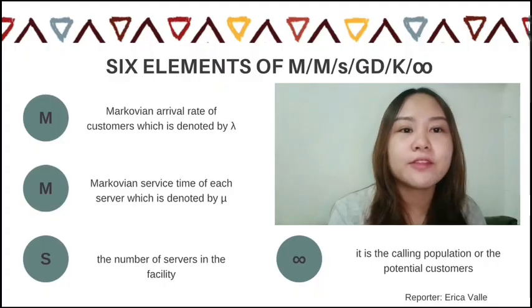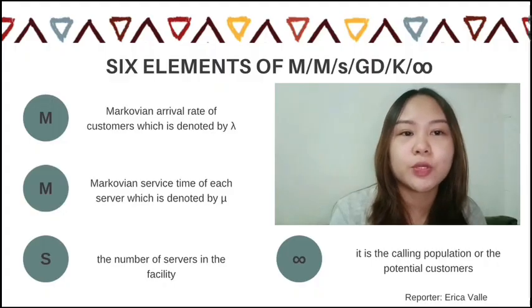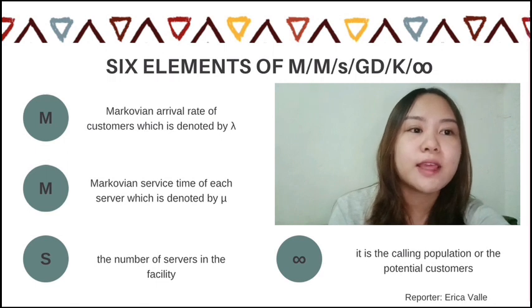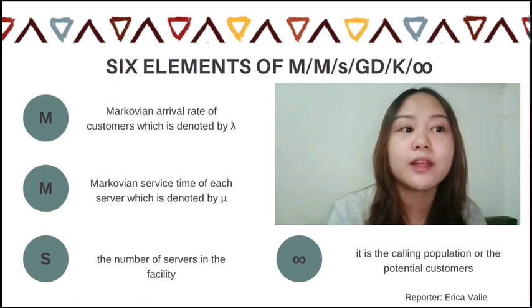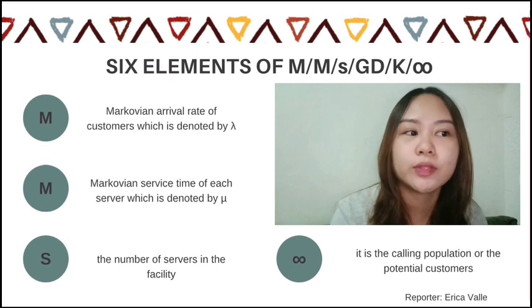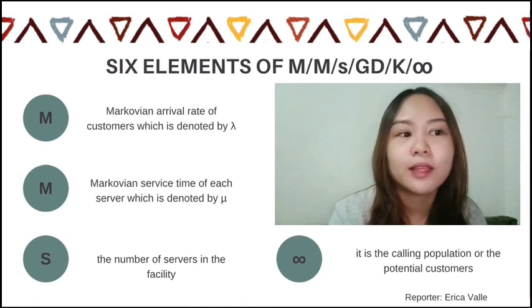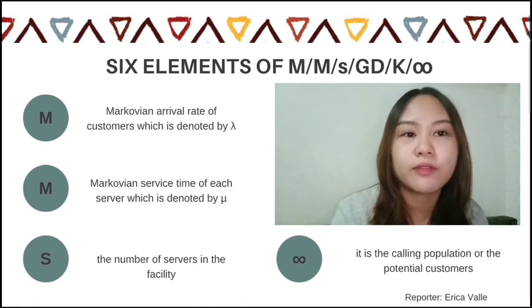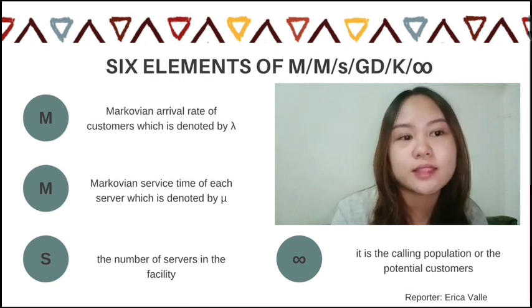So before tayo mag-proceed sa problem, let's tackle first the 6 elements of this queuing model. The first M is the Markovian arrival rate of customers, which is denoted by lambda. The second M is the Markovian service time of each server, which is denoted by mu. Then S is the number of servers in the facility. Like for example, in a drive-thru, may isang server. So 1 ang ilalagay sa S.